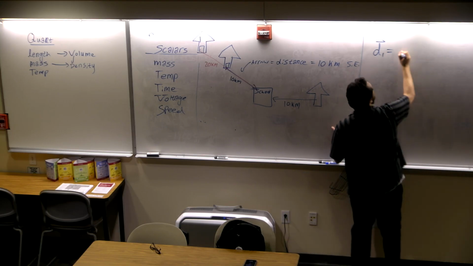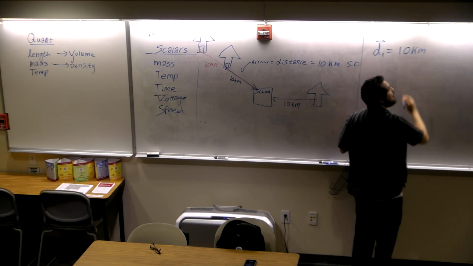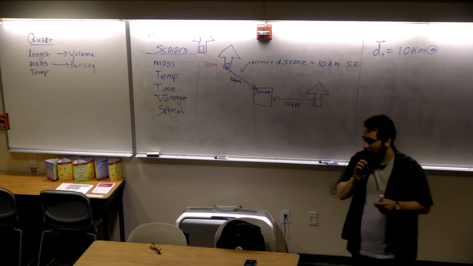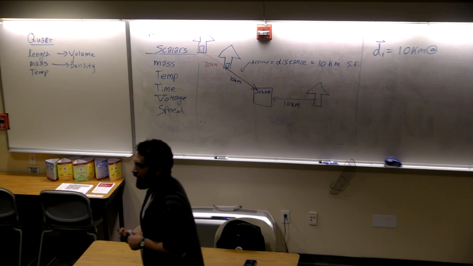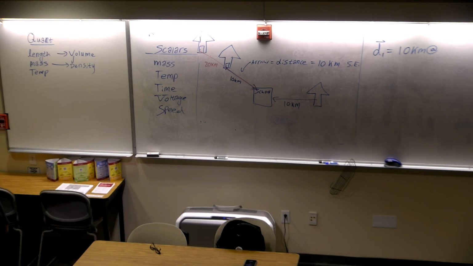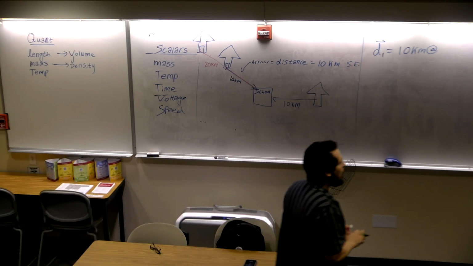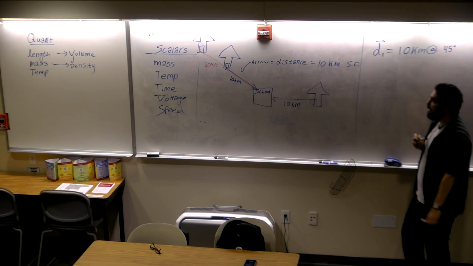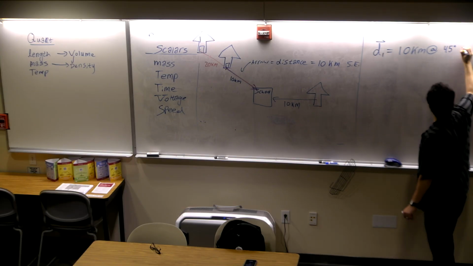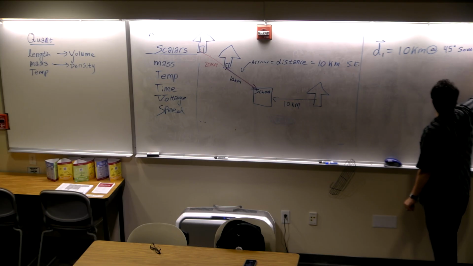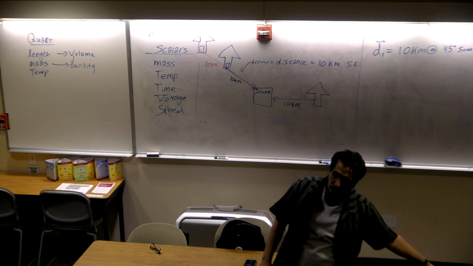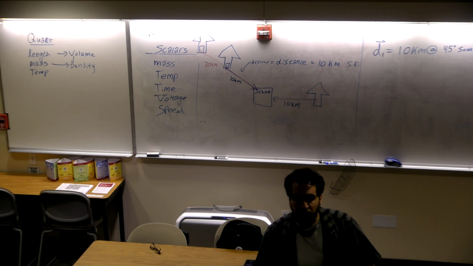And for me, traveling to school, I may say that's 10 kilometers at a direction of southeast. But I want to be more mathematical about it. Instead of just saying southeast, I want to say 45 degrees south of east. What does that mean? That means you point east, you go 45 degrees south of that, 45 degrees down, and that gives you the direction.